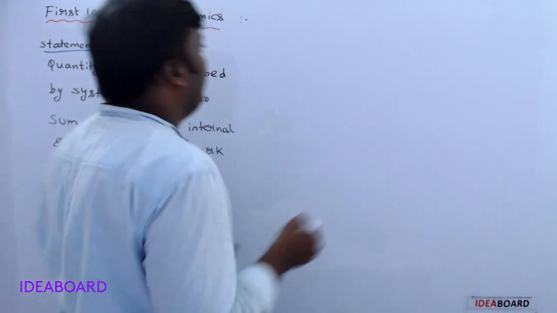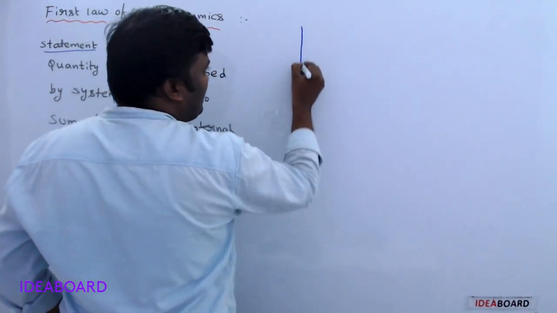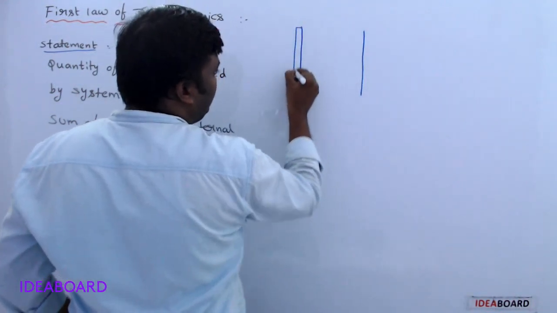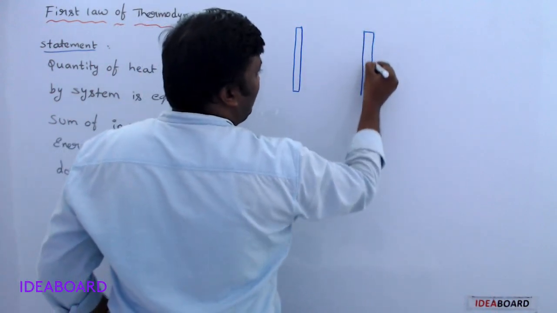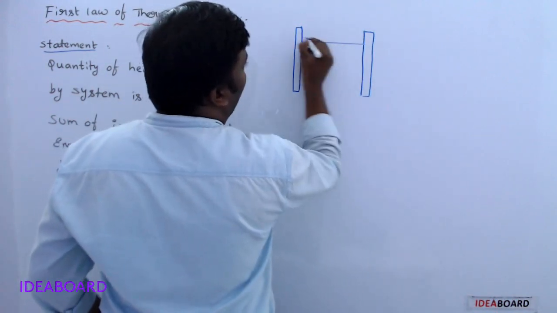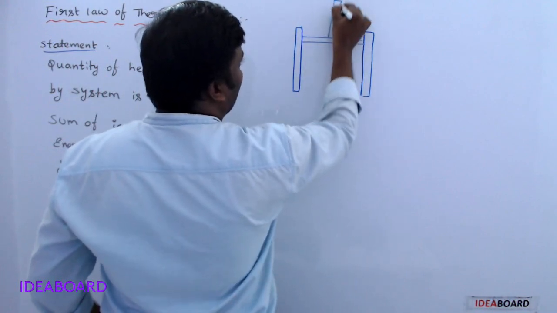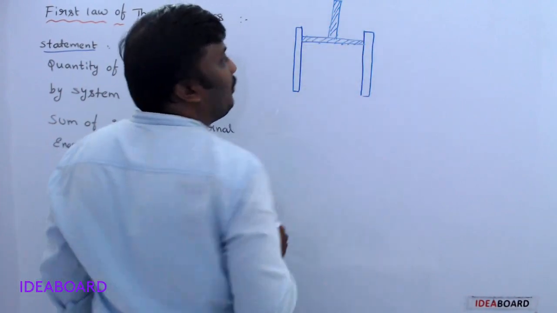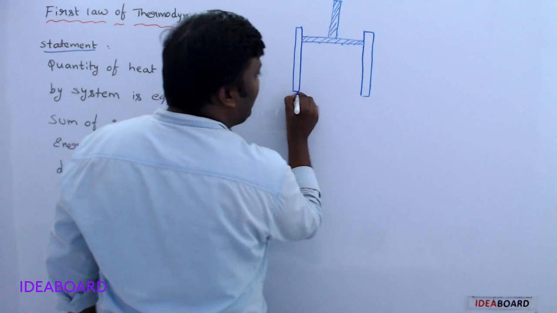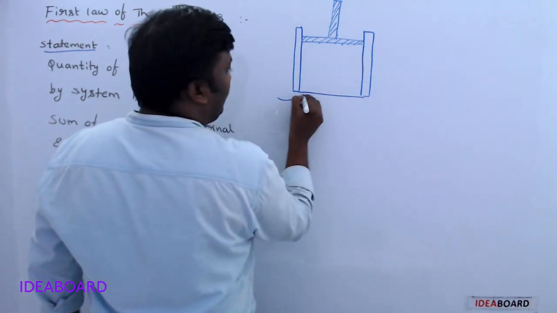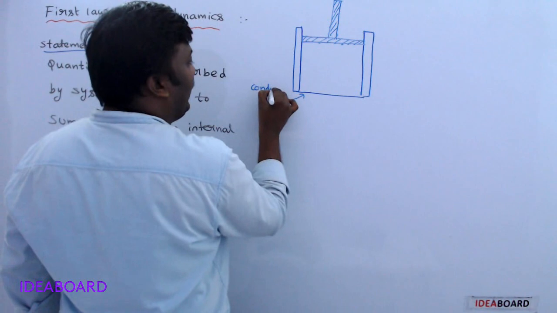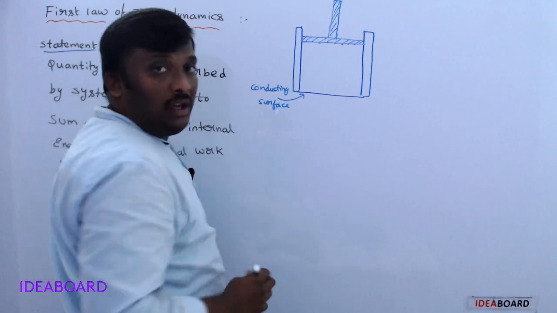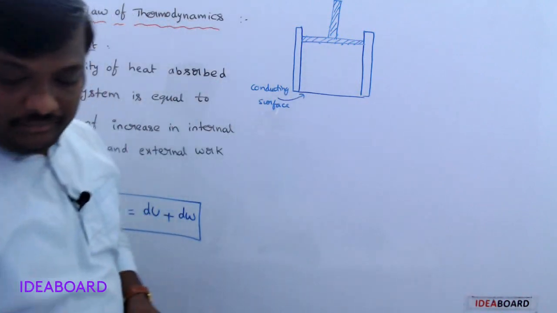Understand? Now, let us take one system. The system is nothing but one cylinder with a movable, frictionless piston. Here I considered one conducting surface at the bottom. Okay, I filled the system with some gas.